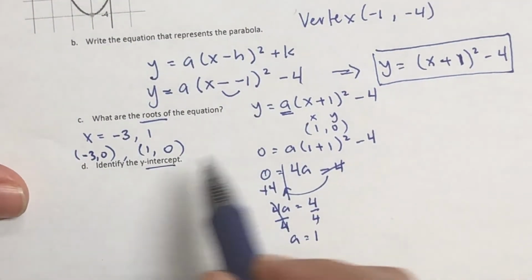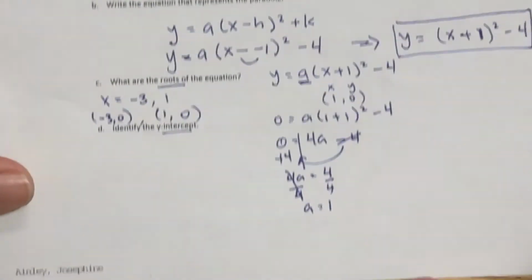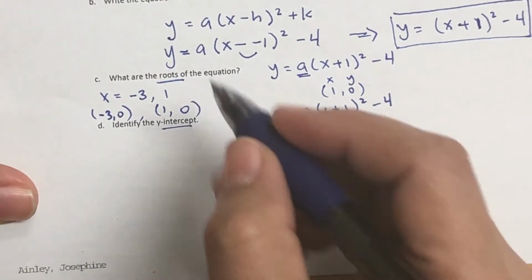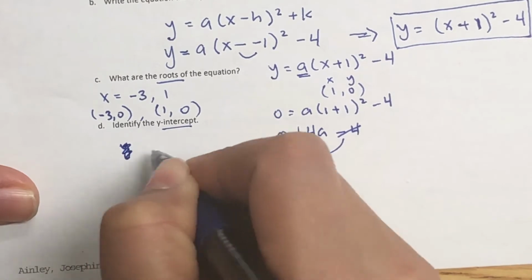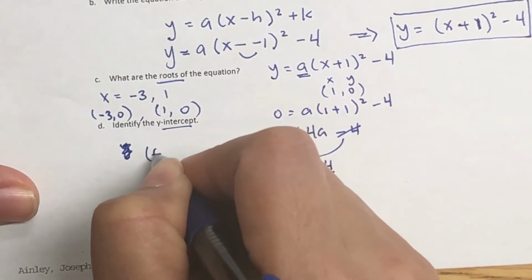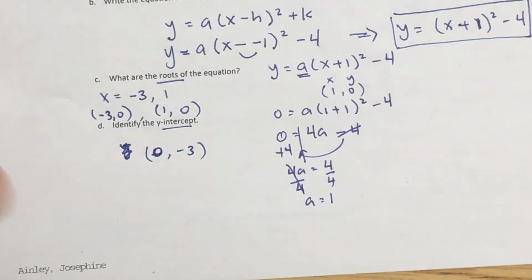Identify the y-intercept, where it crosses the y-axis. So here's the y-axis. Where does it cross? At -3. So it crosses the y-axis at -3. I should say, x comes first, so it's (0, -3), the y-intercept. That's a pretty easy question. Actually, I think you should do that one.